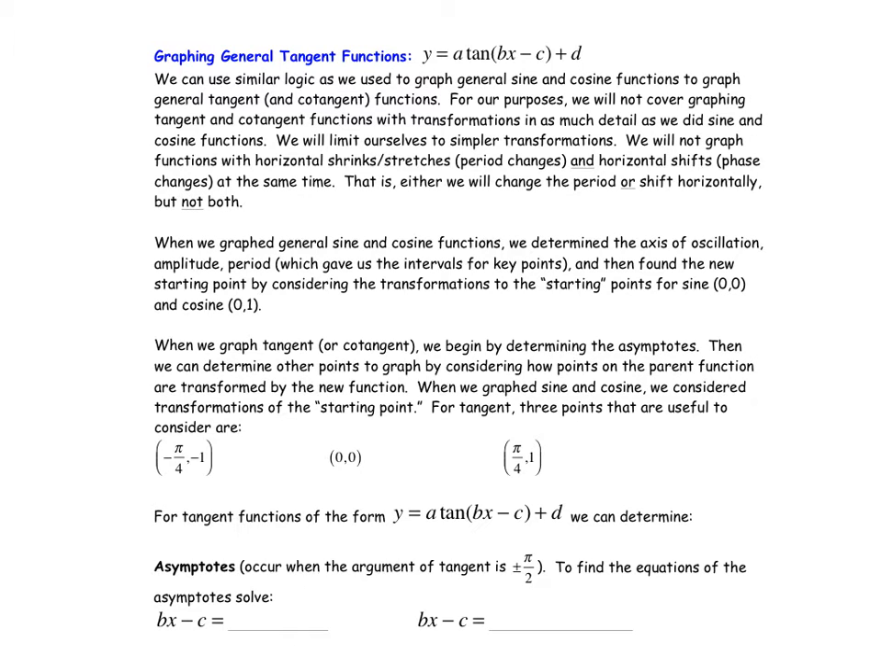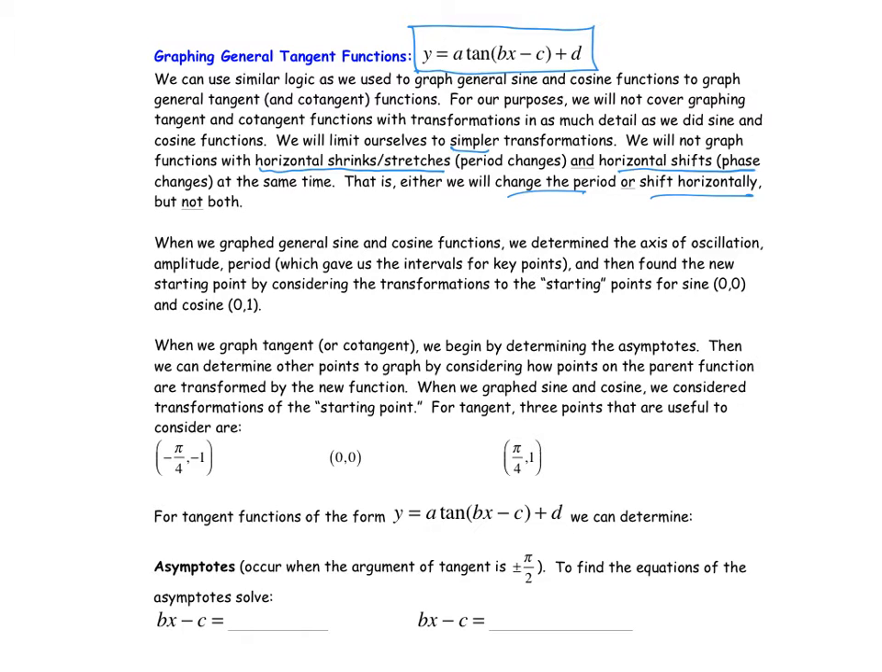In note 6.5, example 3, we learn how to graph general tangent functions. So we can use similar logic as we did when we learned to graph general sine and cosine functions. Our goal is to graph something of the form y equals a times tangent of bx minus c, plus d. We're not going to do as many transformations as we did with sine and cosine, so we're going to make it a little bit simpler. And we're not going to graph functions that have both horizontal dilations and horizontal shifts at the same time. So we'll either change the period with the dilation, or we'll have a horizontal shift, but not both.